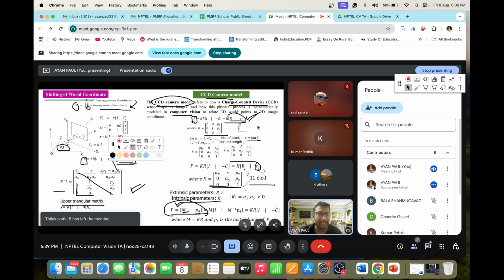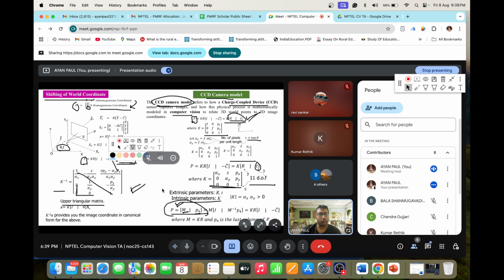Okay, there is no need to even memorize the formula. If you are given the K matrix, you can easily find the K inverse matrix by a simple inverse of the matrix. Okay, so this is regarding this.